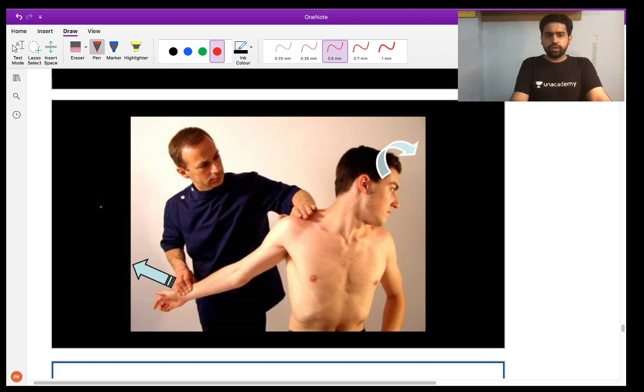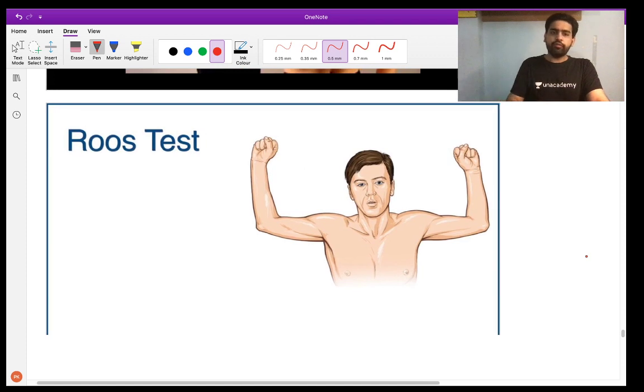First is the AIIMS test. What is this test? You ask the patient to extend the arm and look at the opposite side. Very simple: you palpate the artery, and by performing this maneuver, if the pulsations of the artery reduce, this is the AIIMS test.